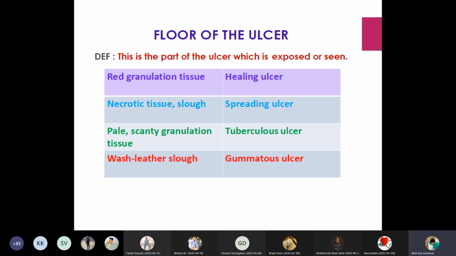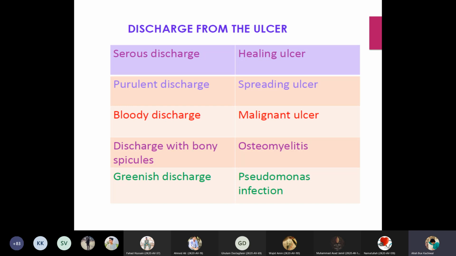gummatous ulcer. Whereas the discharge from the ulcers might be serous discharge, purulent discharge, bloody discharge, discharge with bony spicules, greenish discharge. These may be seen in healing ulcers, spreading ulcers, malignant ulcers, osteomyelitis, or a pseudomonas infection.